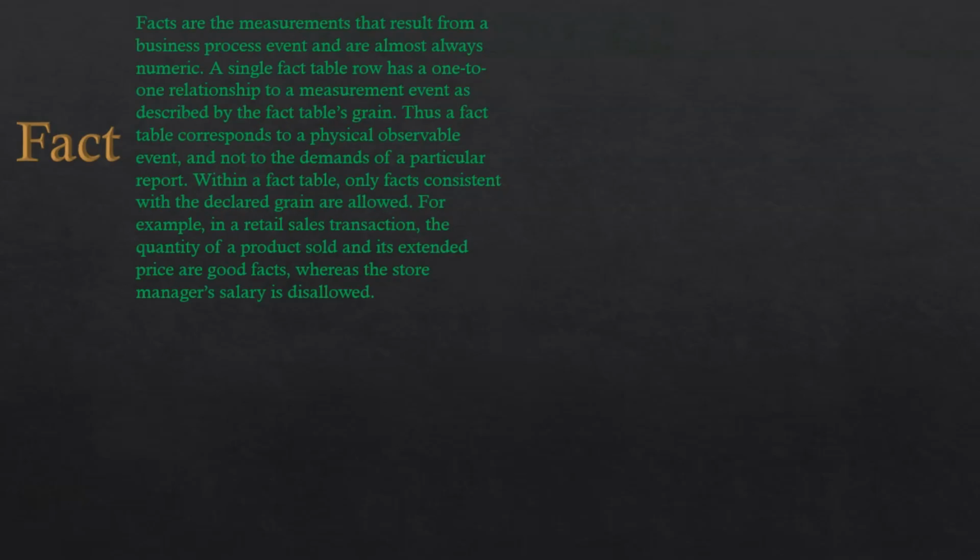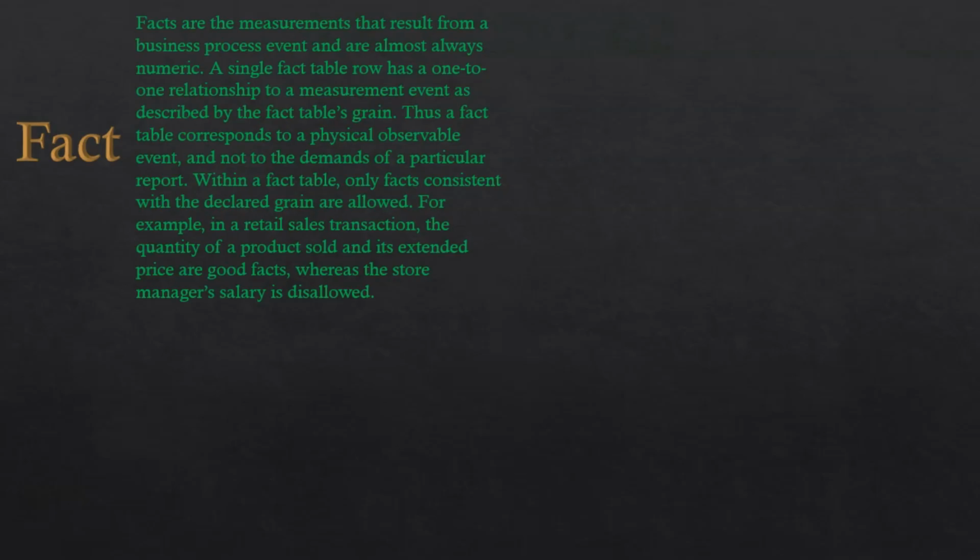A single fact table row has a one-to-one relationship to a measurement event as described by the fact table's grain. Thus, a fact table corresponds to a physical observable event and not to the demands of a particular report. Within a fact table, only facts consistent with the declared grain are allowed.